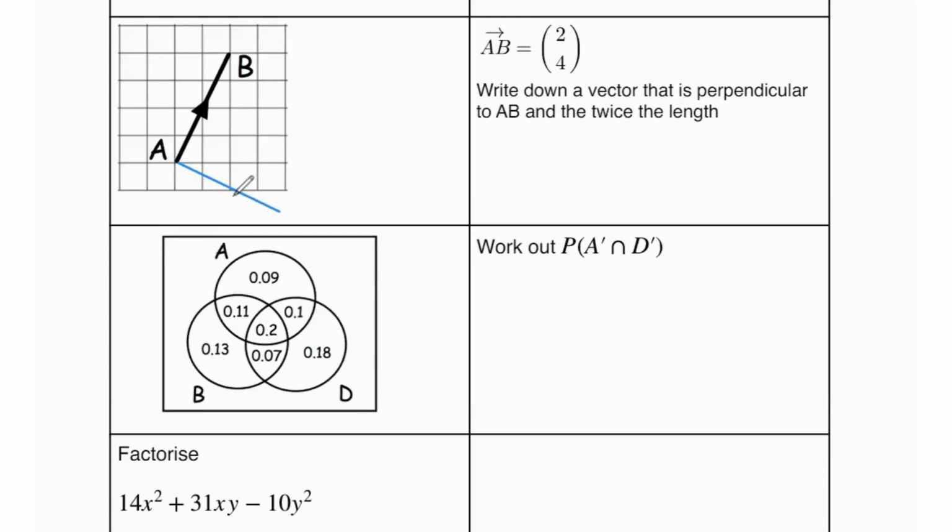Horizontally, we're going 4 units to the right. And vertically, we're going 2 units down. So the perpendicular vector is going to be (4, -2), because -2 as we're going 2 units down, and positive 4 because we're going 4 units to the right-hand side. Now it says that it is supposed to be twice the length. So we multiply this vector by 2, and that's going to give us (8, -4). That is your answer.